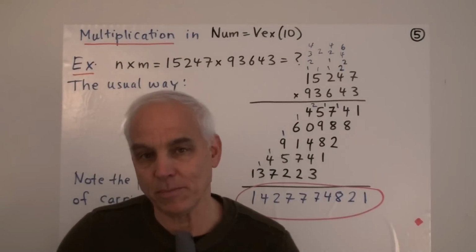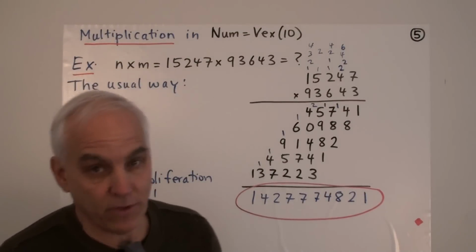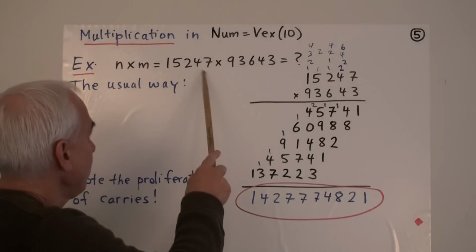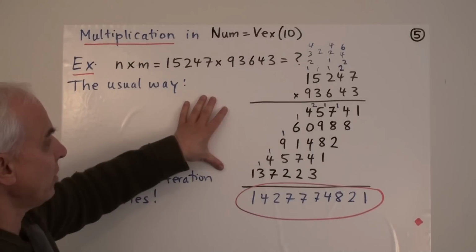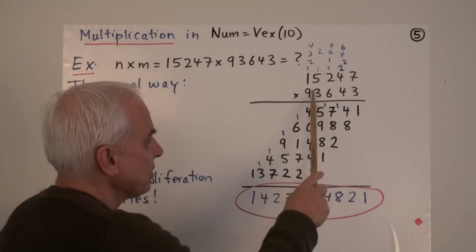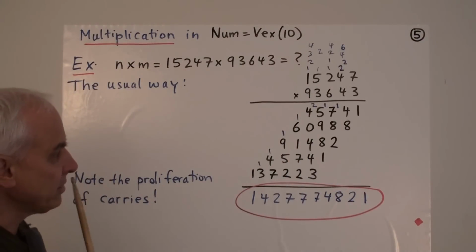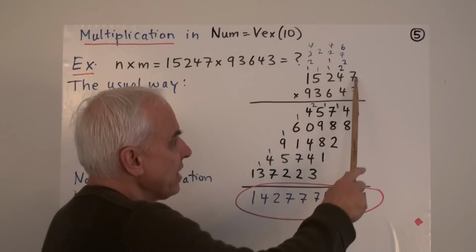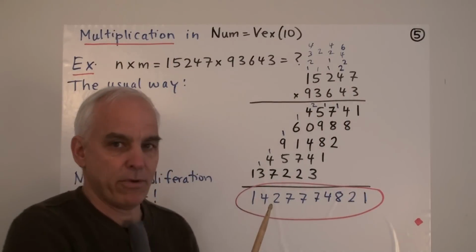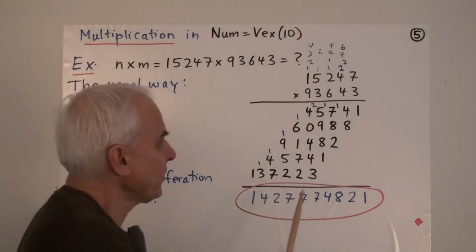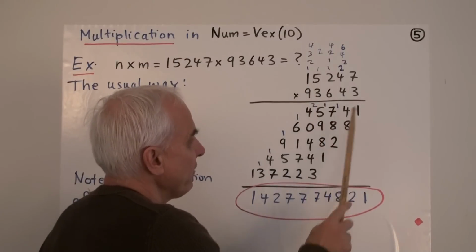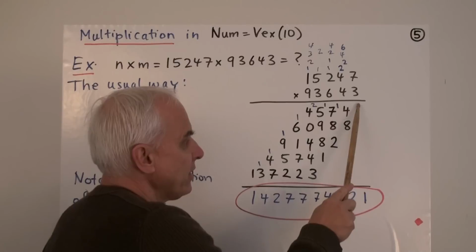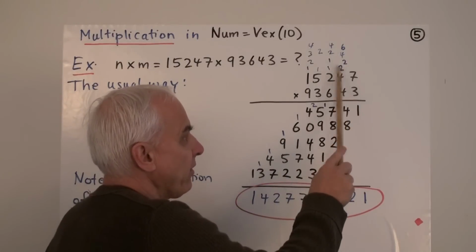All right, so let's have a look at multiplication, which is considerably more subtle. Let's multiply n times m. There's n, there's m. And here's the usual story. We write them down horizontally, and then to multiply them, we essentially multiply the first number by each of the digits of the second number, and then add totals. So we multiply 15,247 first by 3. We start on the right. 3 times 7 is 21. So we have a 1 and a 2. We carry a 2.